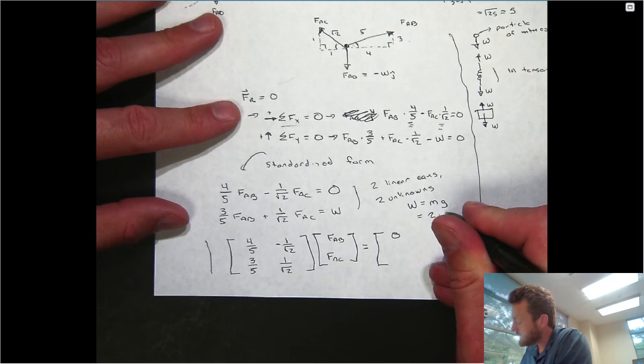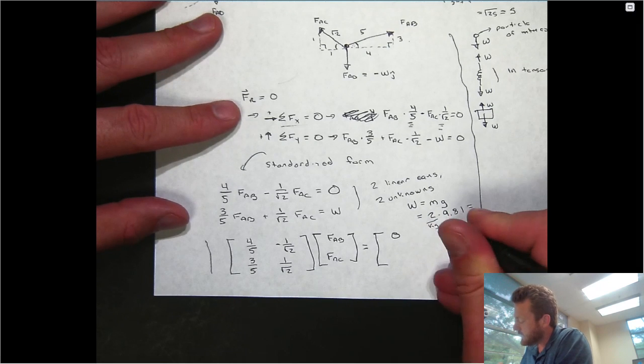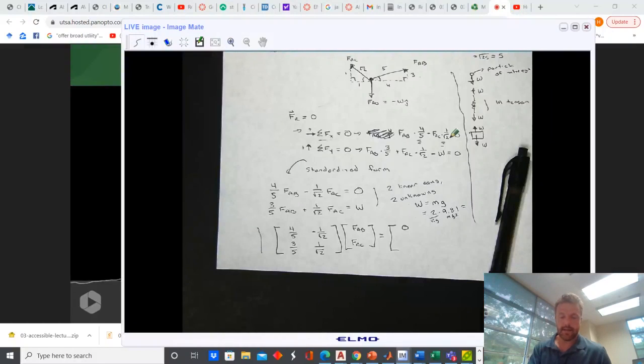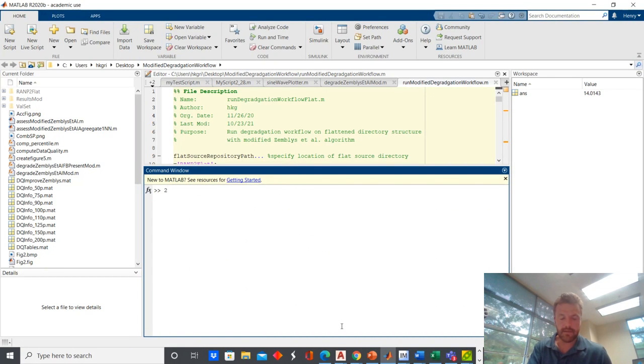So it will be 2 times 9.81, and I have to be careful. This is in kilograms. This is in meters per second squared. So this will be in newtons. So let's actually compute what that is. Sorry. So 2 times 9.81, that will be 19.62. So this is the system of equations that you have to solve.